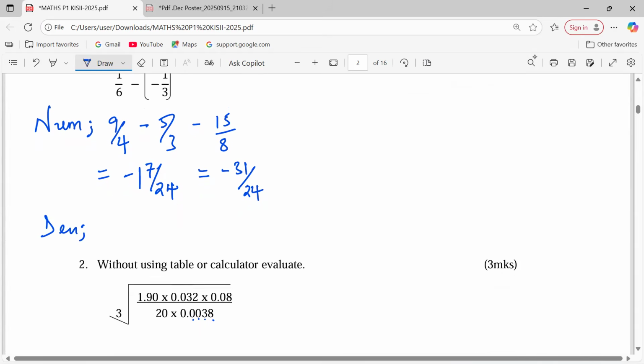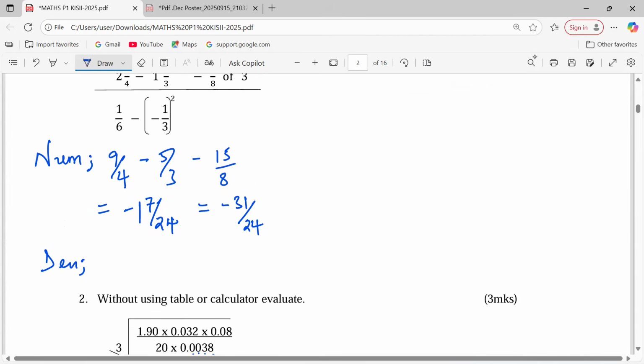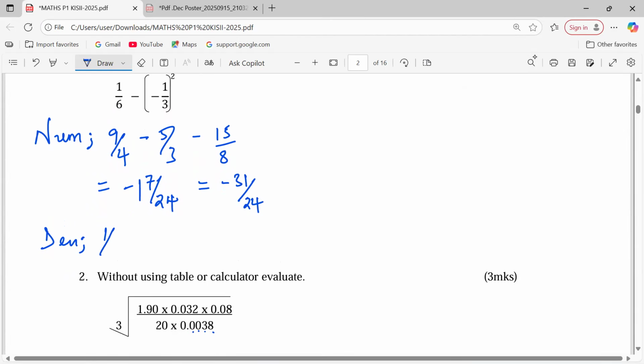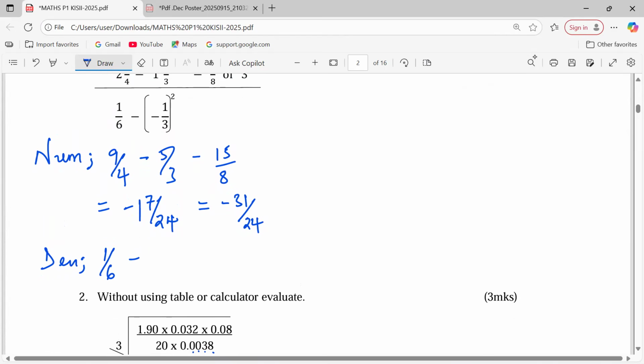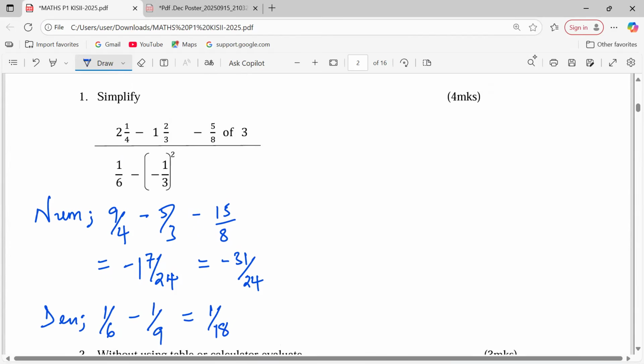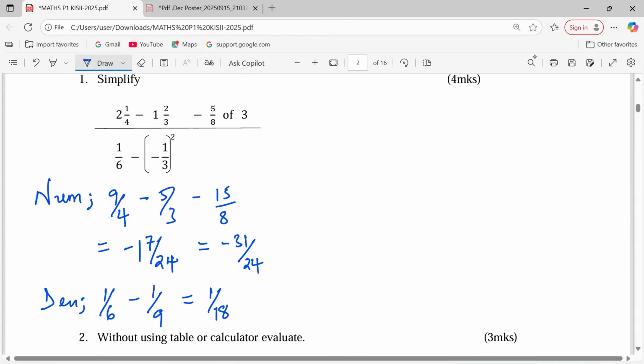Let's look at the denominator, whereby we have 1 out of 6 minus... whenever we square a negative, it's like multiplying a number by itself, so the negative has to disappear. So (-1/3) squared becomes +1 out of 9. Then 1 out of 6 minus 1/9 gives us 1/18. That is the simplified denominator.